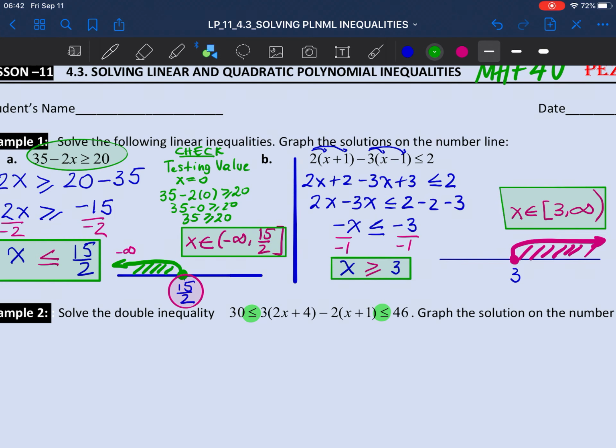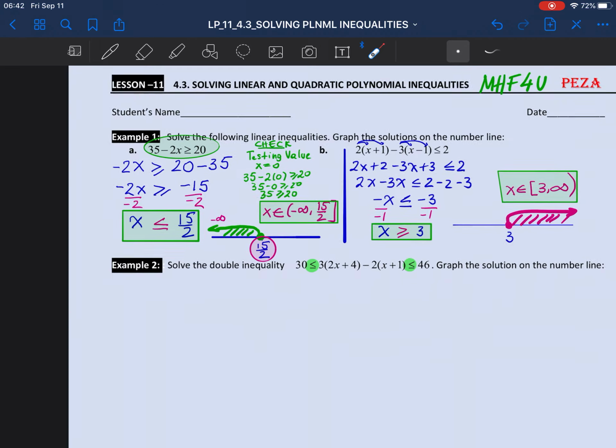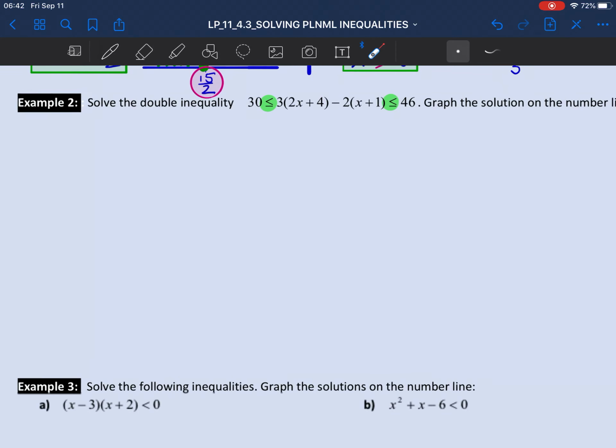And you can test your solutions for sure just by picking any number in the interval in here. Now remember though, whenever you test a solution, you must test it on the original equation. Now we're going to move on to a more interesting example.